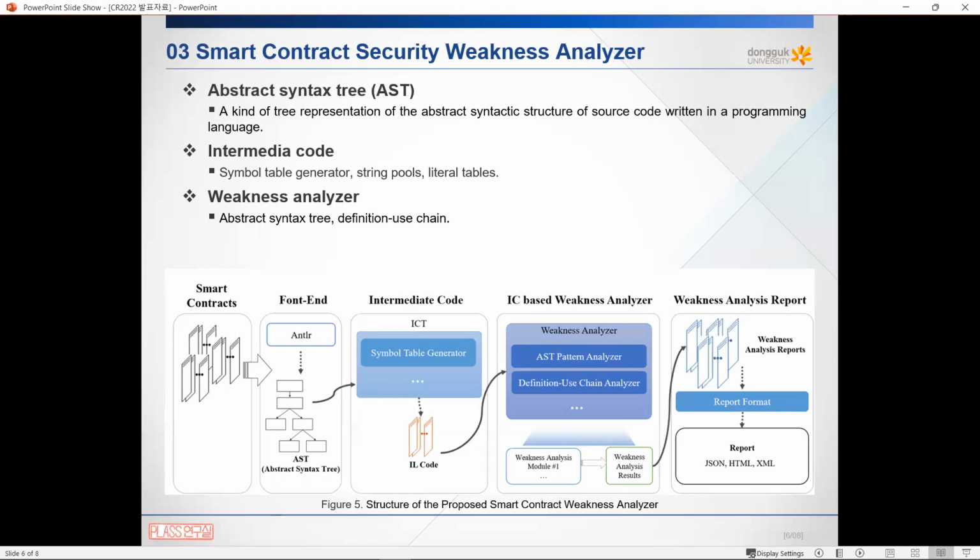Finally, detection results are formatted to JSON, HTML, and XML, and then returned. Some information returned includes vulnerability name, line, and vulnerability description.